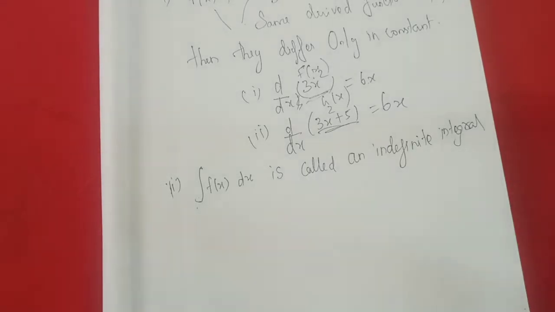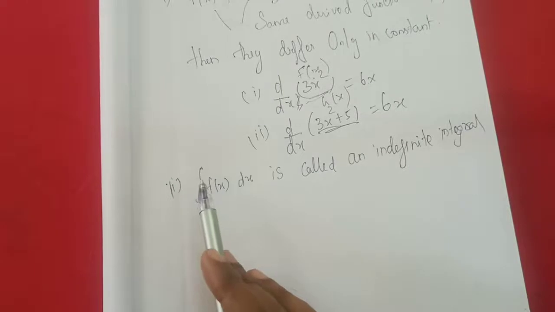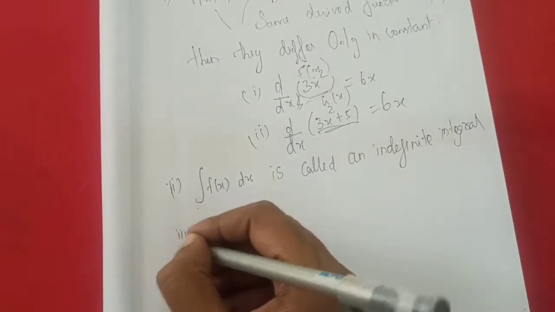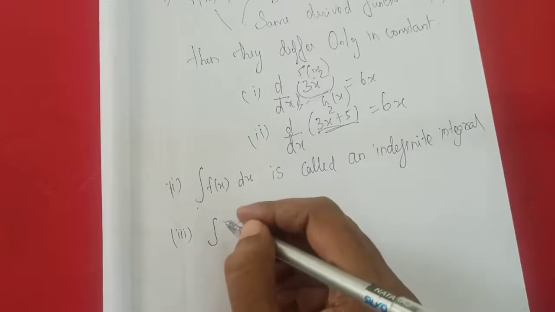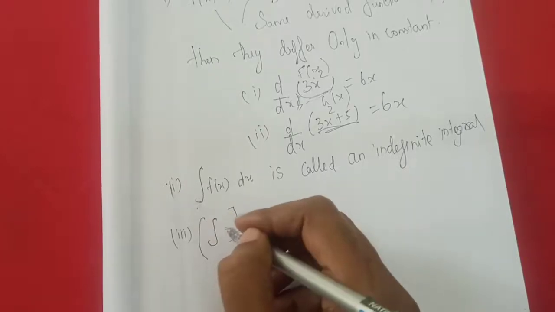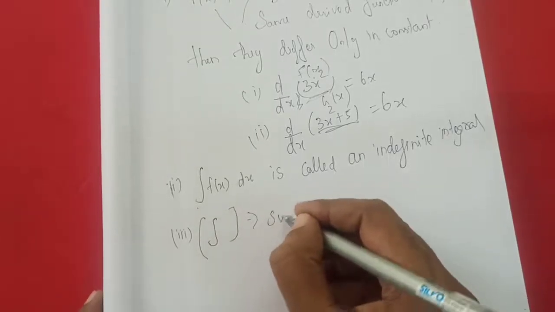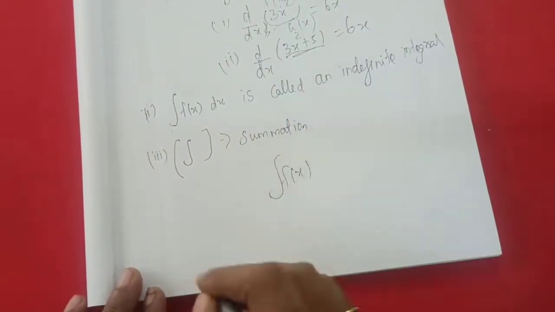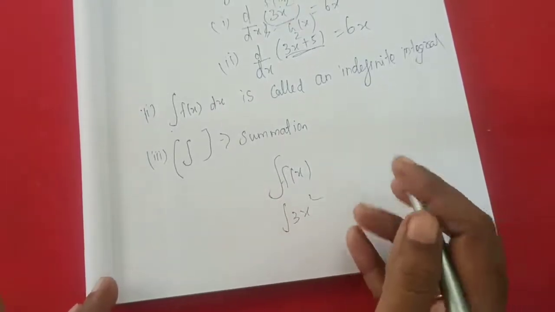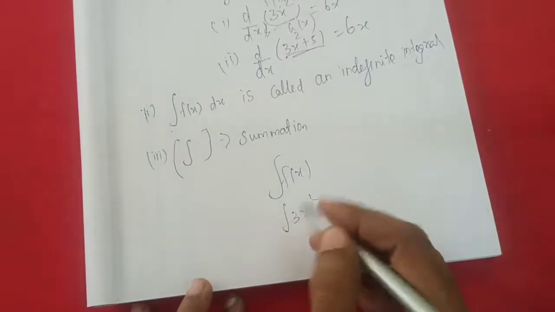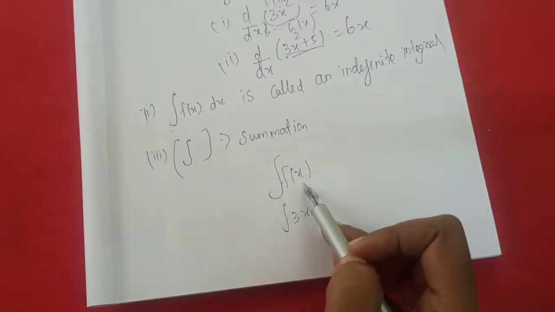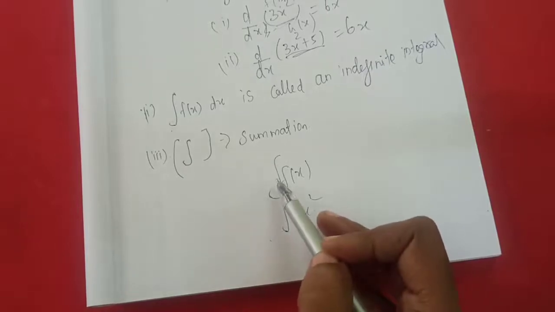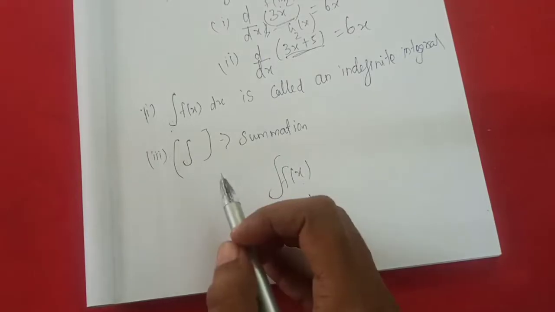Till now you have not seen the symbol. It is an elongation of s, so the symbol will be like this. This elongated s, which stands for summation, is the sign of integration. So when they are asking the problems, they will give it like this: integration of f of x, otherwise integration of 3x square. You don't need to wonder how we will find whether it is integration or differentiation. If there is this symbol, it is the symbol for integration. You call it integral of f of x.